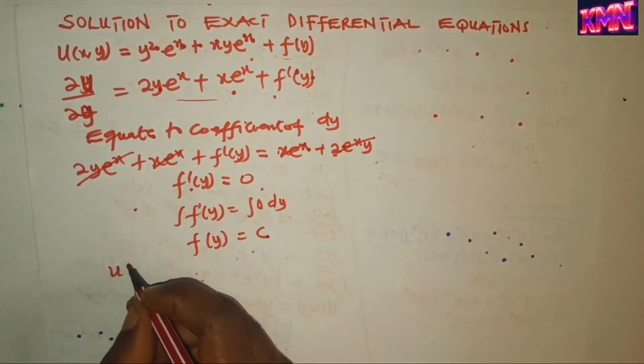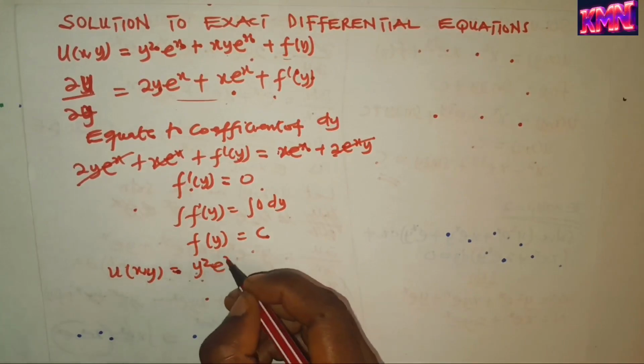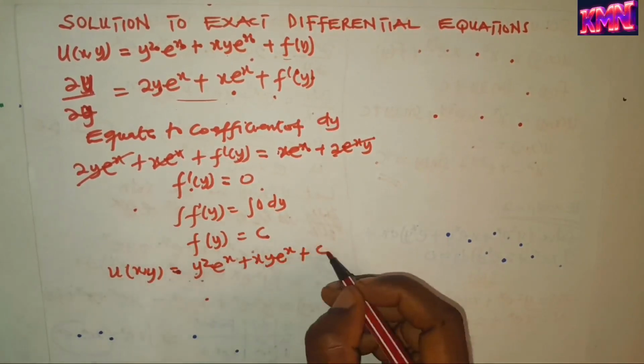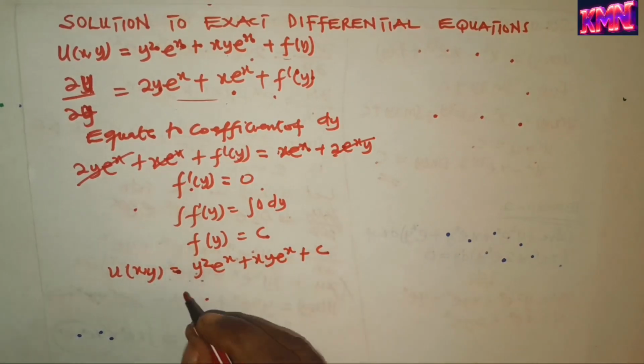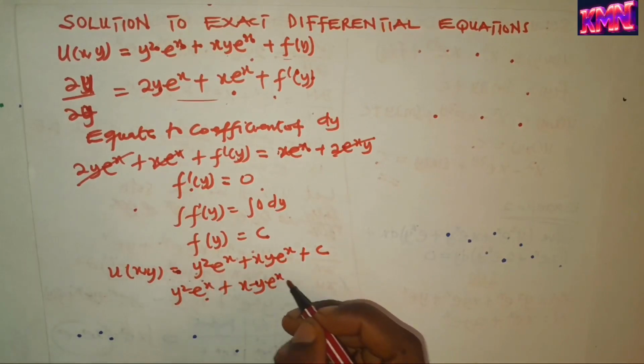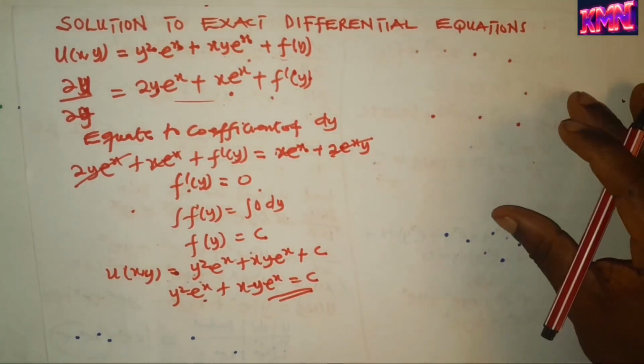Hence our u at xy equals y squared e power x plus xy e power x plus c. But we know that this is the same as that, so finally our answer is y squared e power x plus xy e power x is equal to c. That's that. So this is the end of our lesson on exact differential equations.